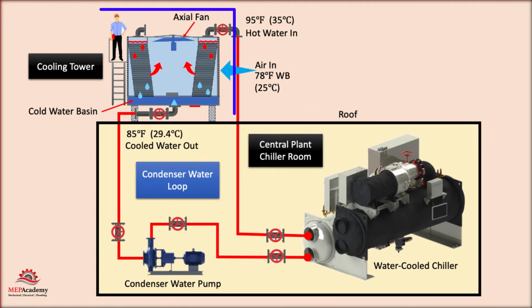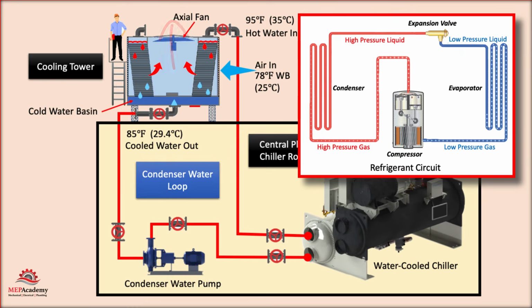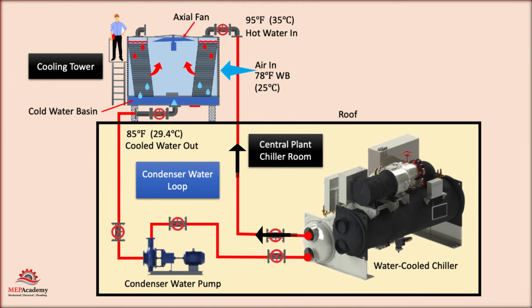The cooling tower is responsible for rejecting the heat captured from the spaces. The warm refrigerant in the condenser passes the heat onto the condenser water. The warm water leaving the chiller's condenser enters the cooling tower. The warm water trickles down over the cooling tower fill, which gives up its heat through evaporation to the air being drawn in by the cooling tower fans.